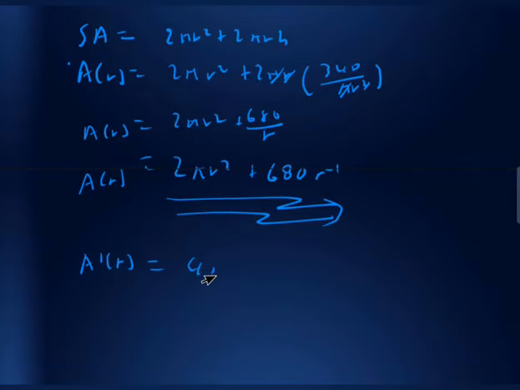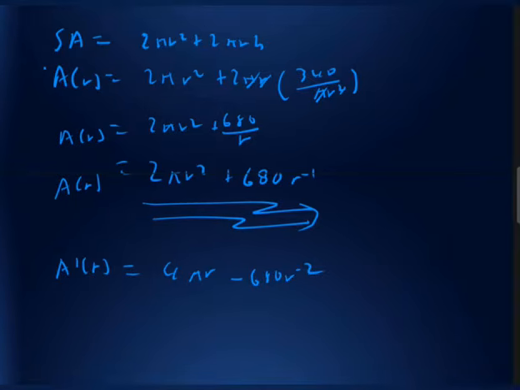So we're going to have 4 pi r, right? So let's just erase this part. So it's going to be 4 pi r. And then now we're going to have negative 680 r to the power of negative 2. Alright, so now we have to set the first derivative equal to 0, right? We'll also do that when we look for maximum or minimum.